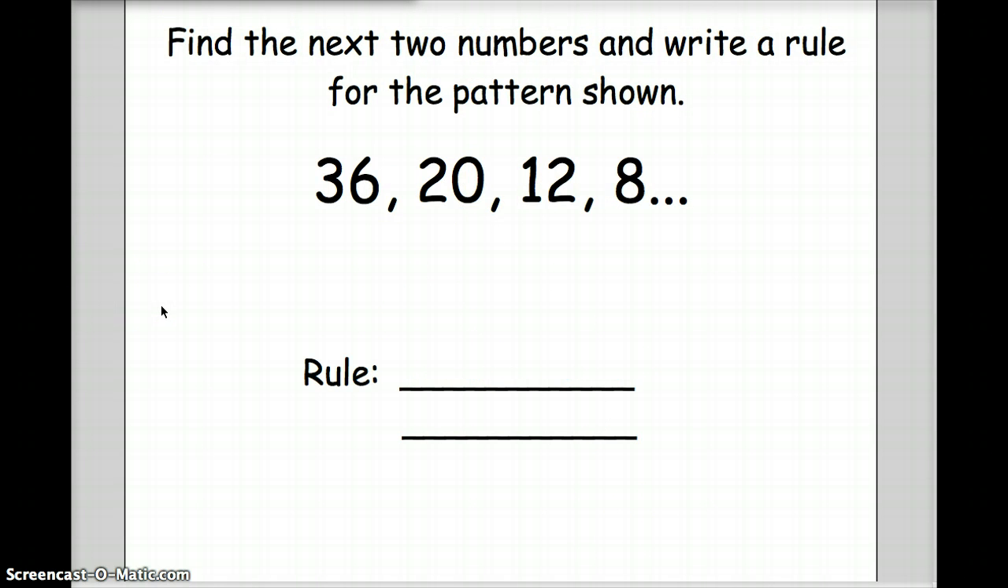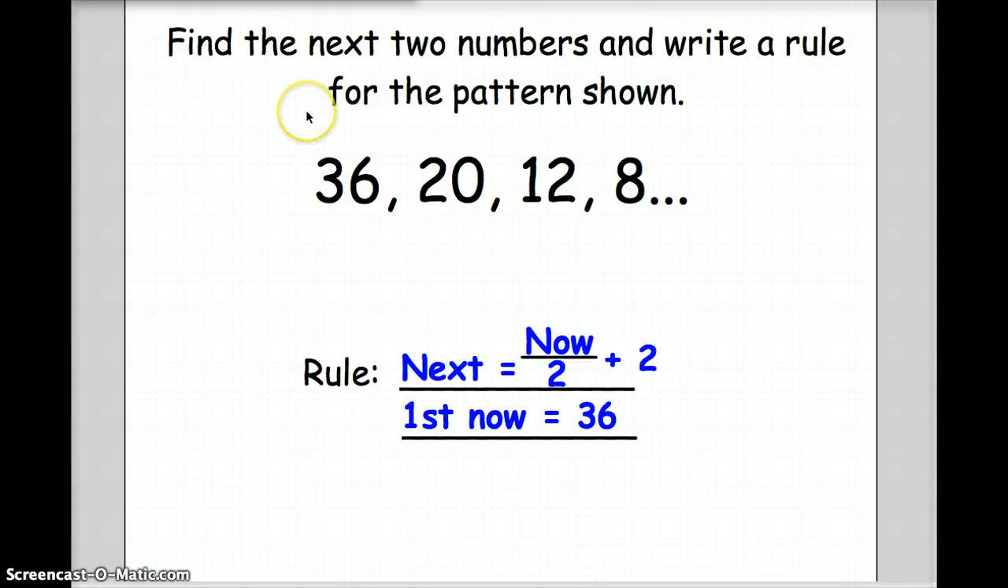Using that same idea, try this one on your own. Pause your video and work through it. Did you get next equals now divided by 2 plus 2? First now equals 36? If you did, give yourself a big star. If you did not, see if you can figure out how I got my answer.